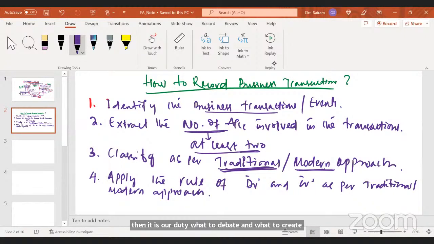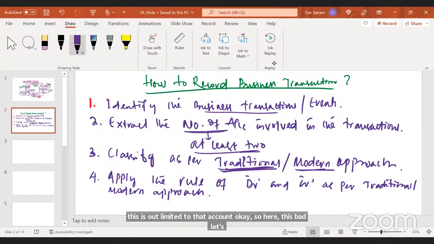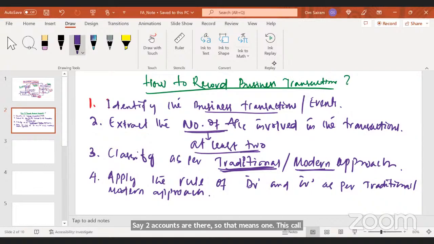Okay. So here let's say 2 accounts are there. So that means what? Why this account will be debit and that account will be credit, or why that account will be debit and this account will be credit. That means we have to apply the rule according to the traditional approach and modern approach. Okay, so this is the fourth step.